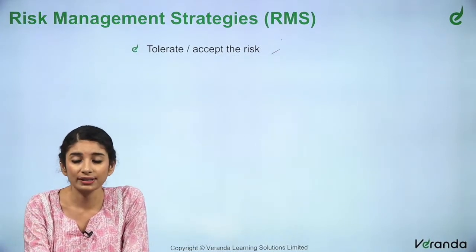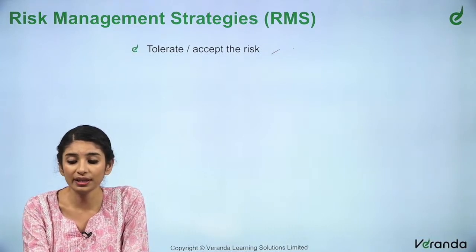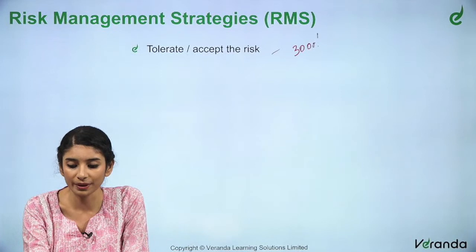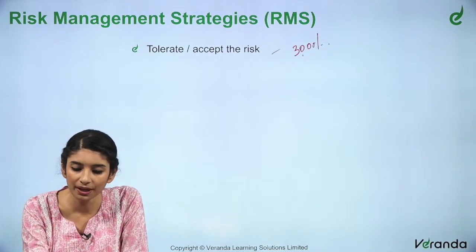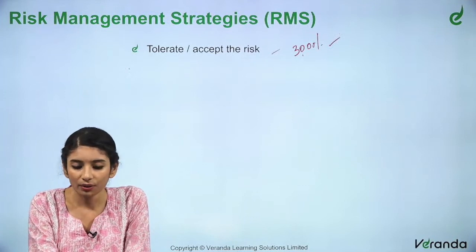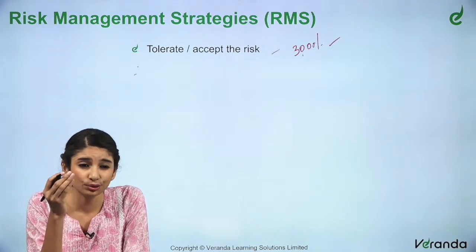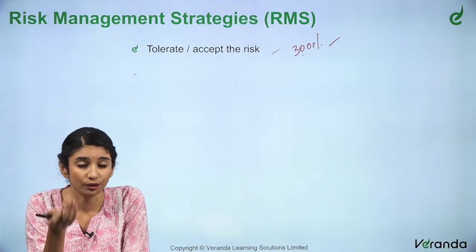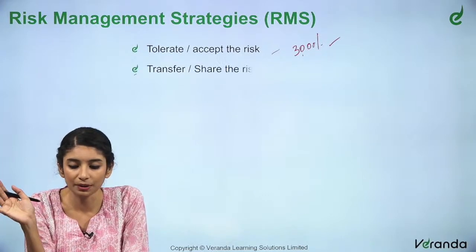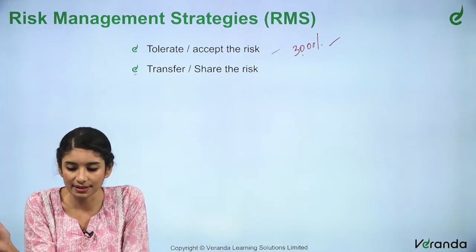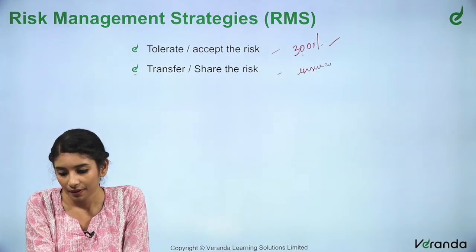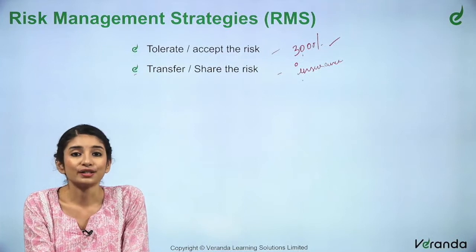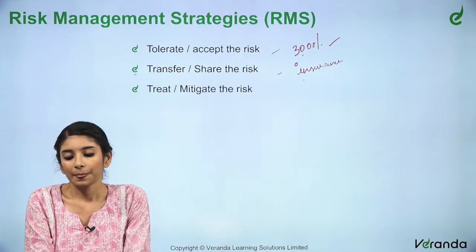Okay. So, for example, this is a risk which will lead to harm of 3,000 rupees. For an organization that is doing big business, 3,000 rupees may be a risk that they can tolerate. So, they do not have to put expensive controls there. They can tolerate or accept the risk. Transfer or share the risk. Now, when I can share the risk with an insurance company, it is known as transfer or share the risk.